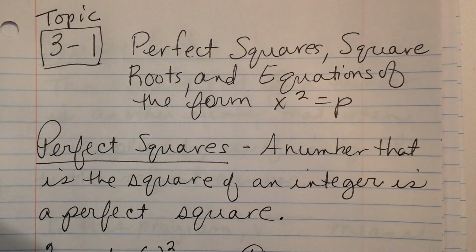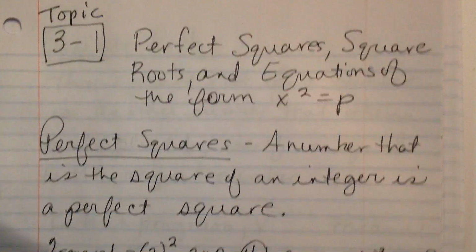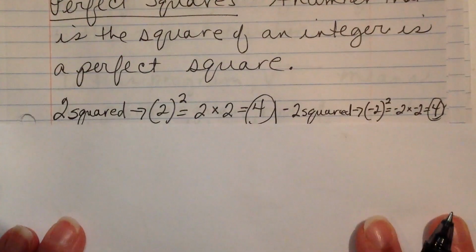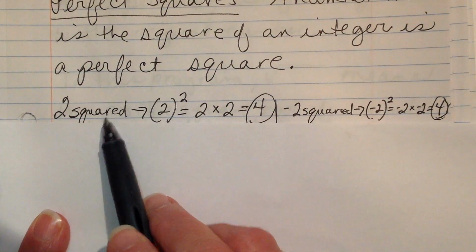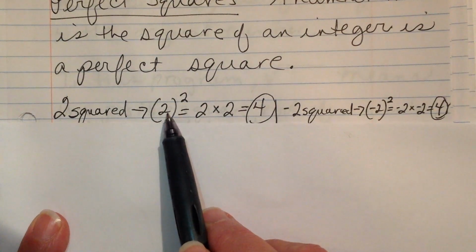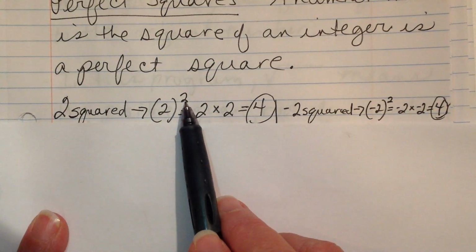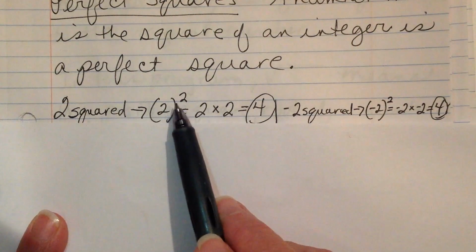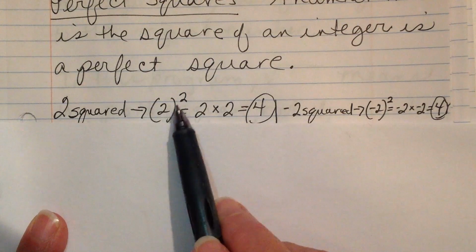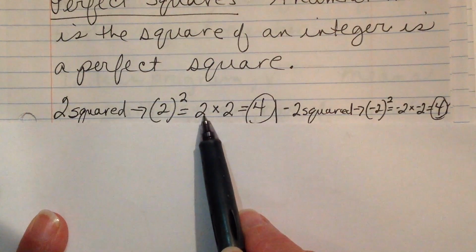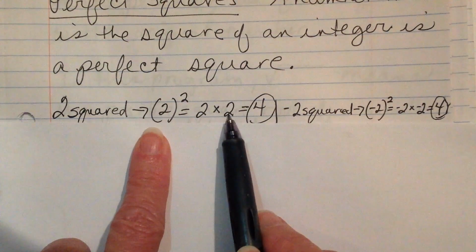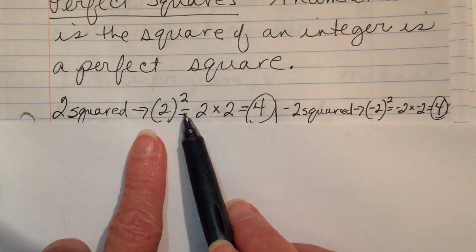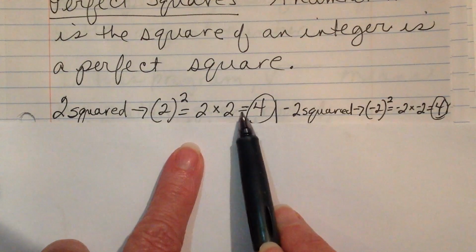So let's look at some examples. Here I have 2 squared. Well, if you take the number 2 and raise it to the second power, that's what it means to square something. Raising something to the second power means to multiply whatever's inside the parentheses times itself. So 2 squared is equal to 2 times 2, which is 4.